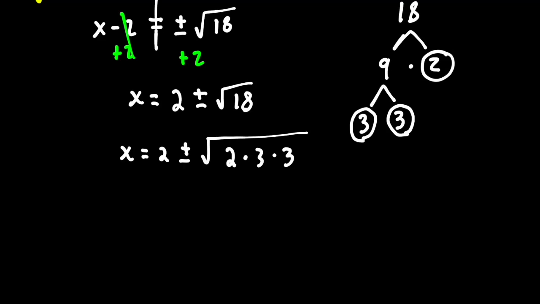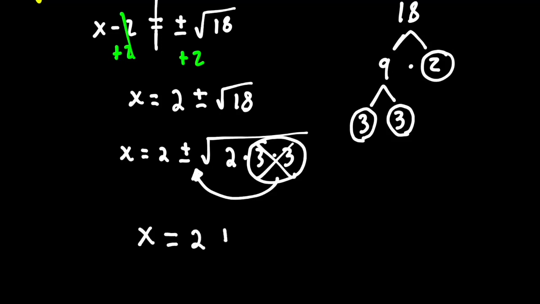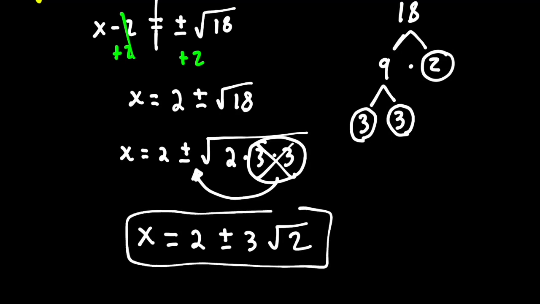Because I'm taking the square root, I'm going to be looking for pairs. And here I have a pair of 3's. I have two numbers of the same value. And for each pair that I find, I can exchange that for one of that quantity. So one of them is going to come out of the radical. The 2, I cannot pair with anything, so that one's going to stay inside. So our simplified solution is going to look like x equal to 2 plus or minus 3 radical 2. And that would be the final solution.